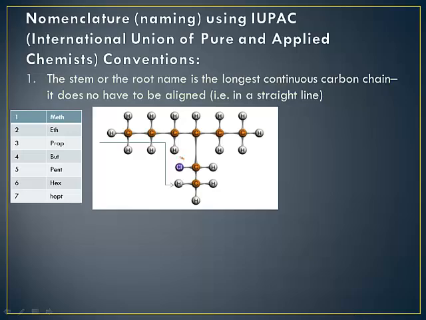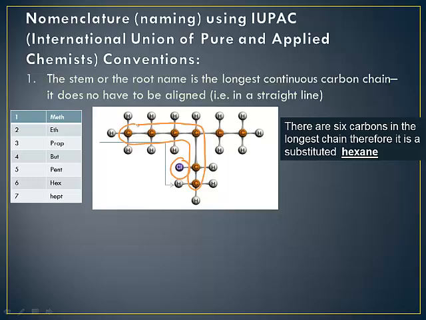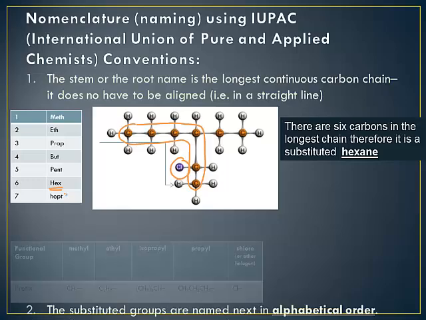In this case, you'll notice that down here we have a chlorine. If we go straight across, even though it's the same number of carbons, you don't have that chlorine or that substituent group. So our longest chain is going to go straight across and down, as opposed to straight across left to right. There are 6 carbons in the longest chain, therefore it's a substituted hexane. Notice that hex is the root for 6, and because there are single bonds between all the carbons, that represents an ane, an alkane: hexane.